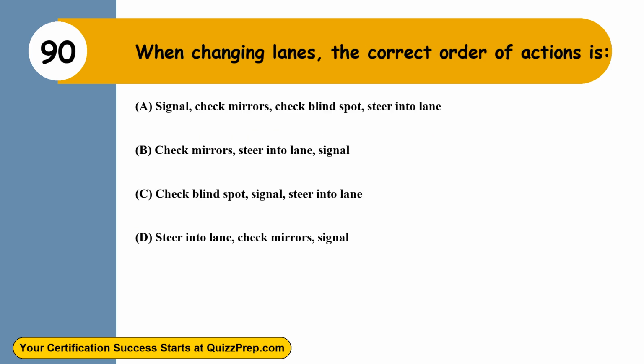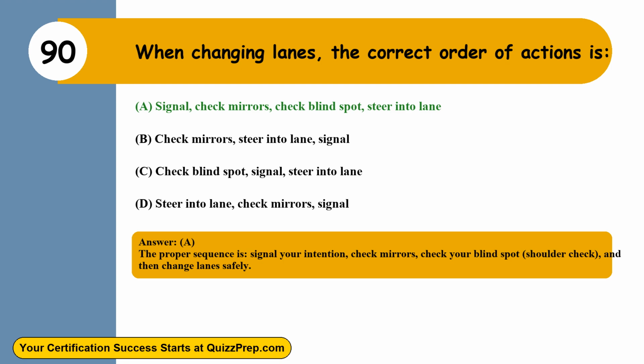Question 90. When changing lanes, the correct order of actions is: Option A, signal, check mirrors, check blind spot, steer into lane. Option B, check mirrors, steer into lane, signal. Option C, check blind spot, signal, steer into lane. Option D, steer into lane, check mirrors, signal. The correct answer is option A. Signal, check mirrors, check blind spot, steer into lane. The proper sequence is: signal your intention, check mirrors, check your blind spot, shoulder check, and then change lanes safely.